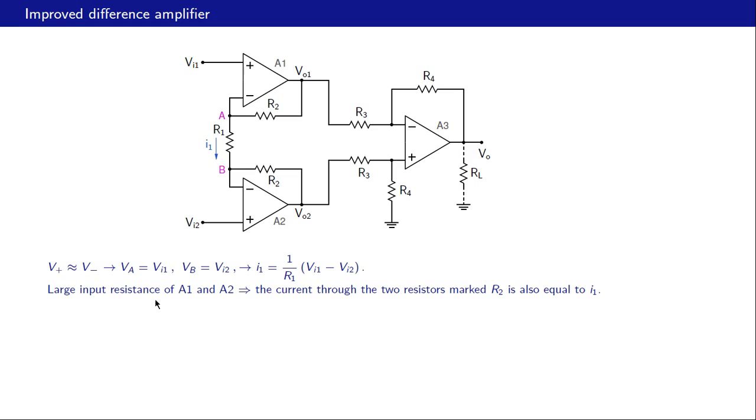Next, let us use the fact that these op amps A1 and A2 have large input resistances, and therefore these currents are 0, and therefore this I1 must be the same as the current through this R2 and also this second R2 here. So that is the current path that we expect, and once we know this current path, we can now find VO1 minus VO2.